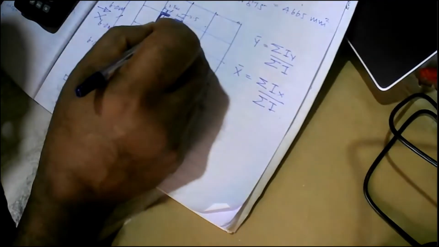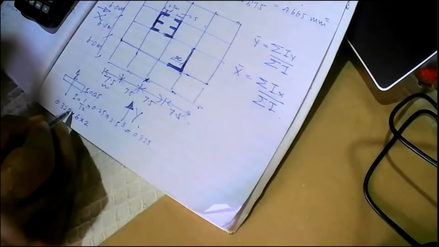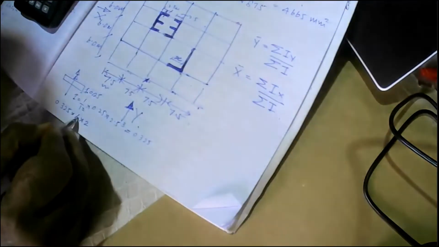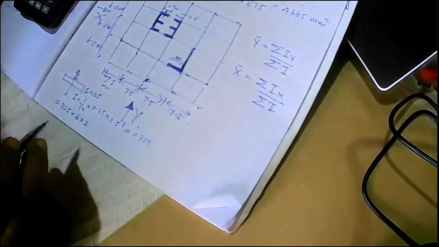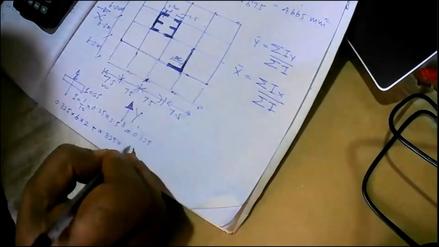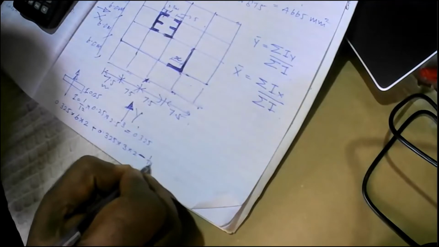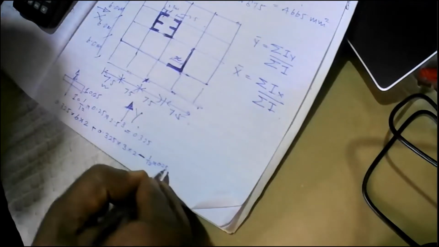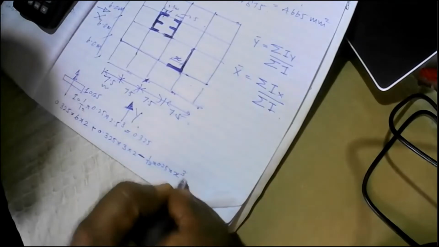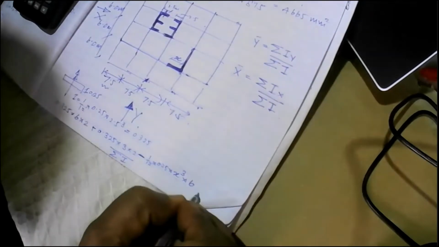multiplied by, here the distance is 6 meters, and there are two walls like that. So multiplied by two. So here you can see this I, this y, and because we have two walls, we multiply by two, plus 0.325 multiplied by 3 meters multiplied by two, minus, if this side is plus y, this should be minus y, 1/12 into 0.25 into x cubed multiplied by 6, divided by sigma I should be equal to 0.